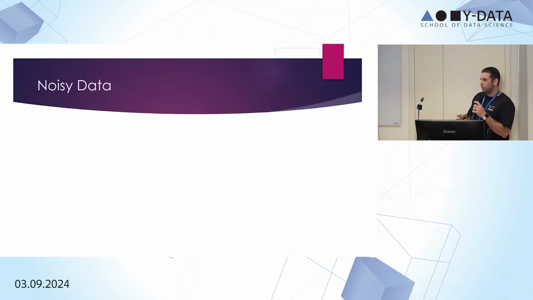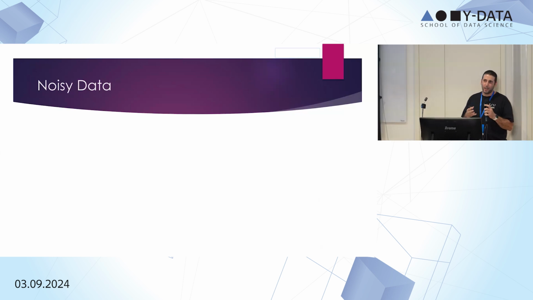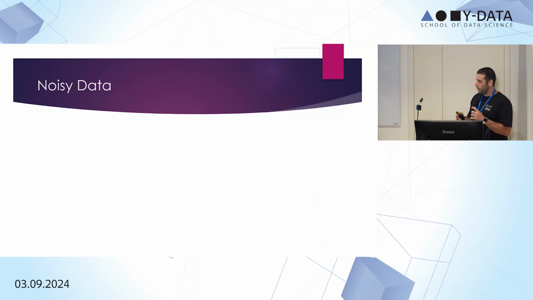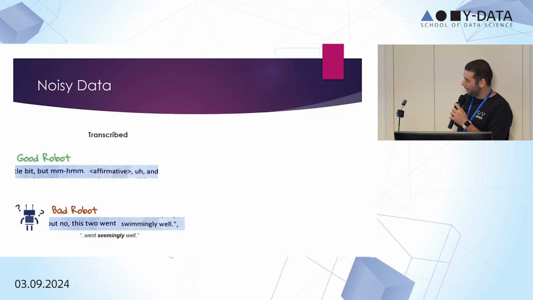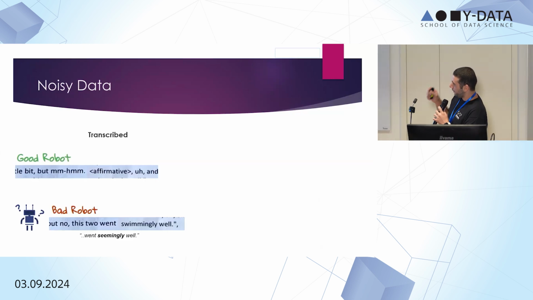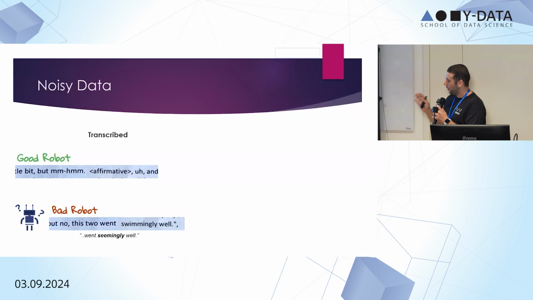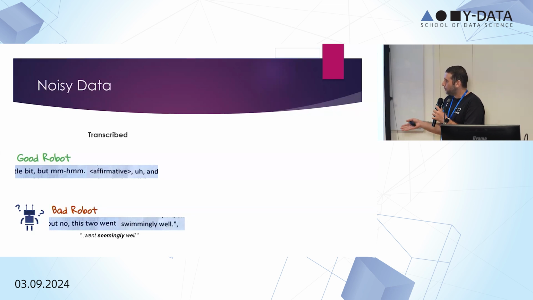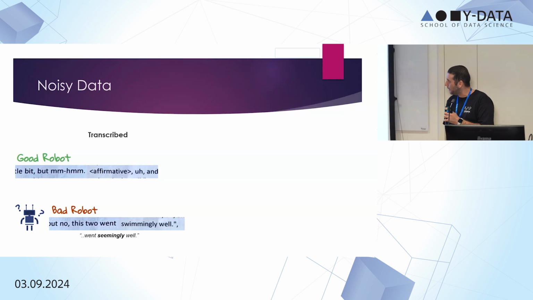The two other sources of noise we encountered were a bit more technical. First, the conversations were actually transcribed phone calls, so the quality of sound, clarity of speech, and the ability of the transcribing algorithm all greatly affected the quality of our data. You can see here two examples, a good one where the sound was correctly identified as an affirmative gesture, and a bad one where "seemingly" was confused with "swimmingly."